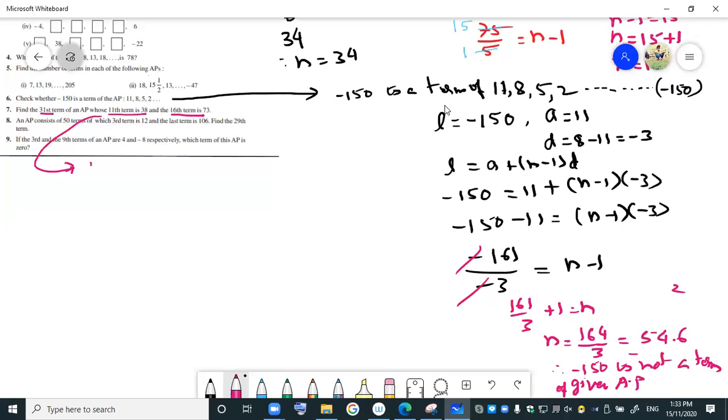So what is the 11th term? A plus 10D. Yes, it is 38. Okay. And what is the 16th term? What will be the 16th term?